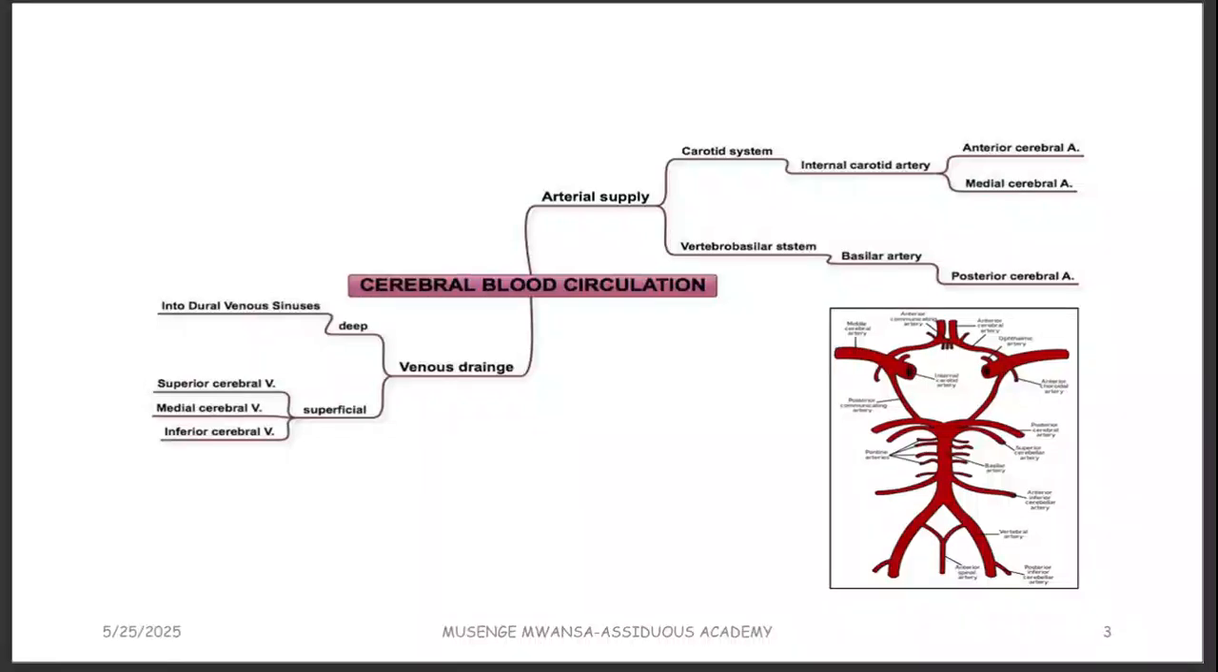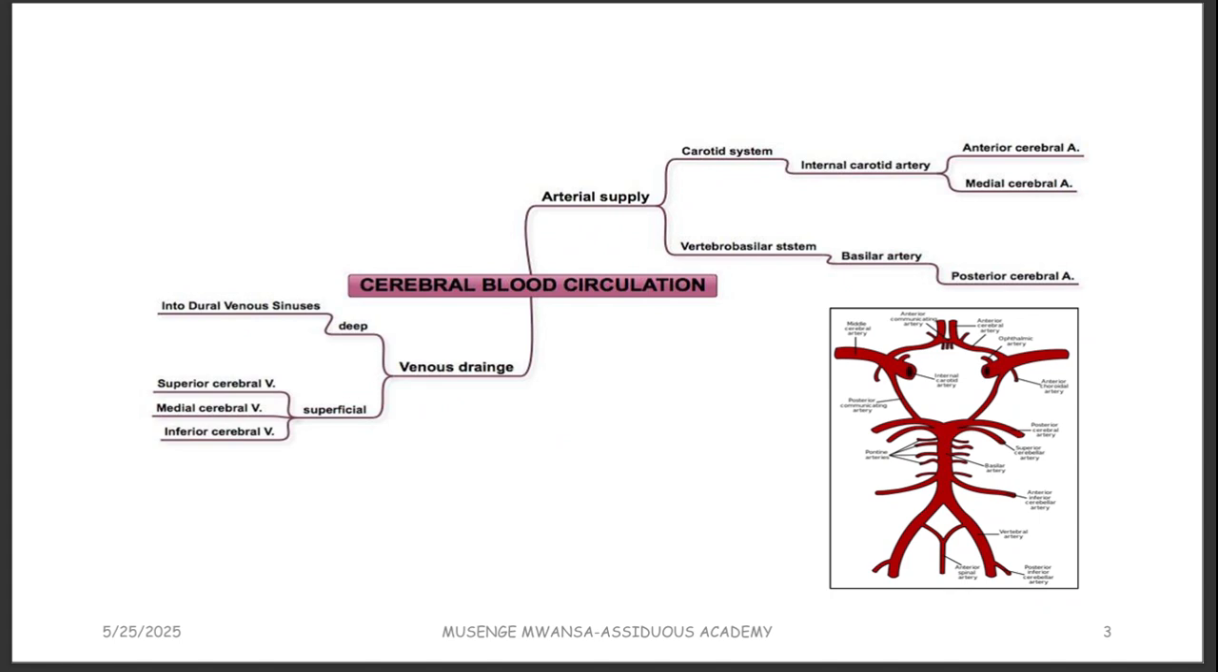There's blood circulation to the brain. You have got the arterial supply and the venous drainage. The arterial supply is via two systems of arteries. You have got the carotid system coming from the internal carotid, and then you have got the vertebrobasilar, which is coming from the basilar artery. So these two are important, the carotid and the vertebrobasilar.